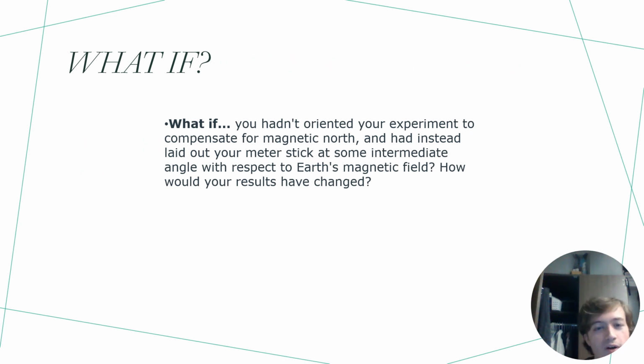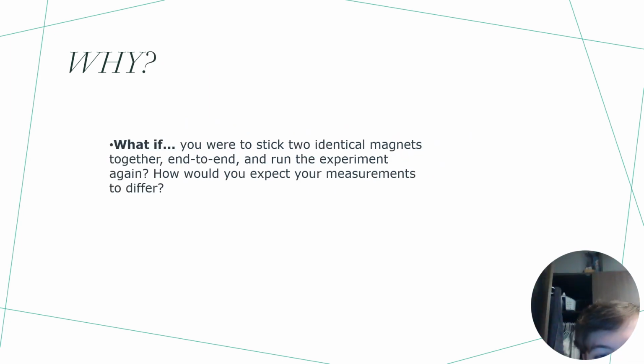Okay, so what if I hadn't oriented my experiment to compensate for magnetic north and had instead laid out my meter stick at some intermediate angle with respect to Earth's magnetic field? How would my results have been changed? It would have been changed because it would be wrong. So what if I were to stick two identical magnets together end to end and run the experiment again, how would I expect my measurements to differ? Well, I would expect double the magnets, so double the magnitude of the magnetic field.